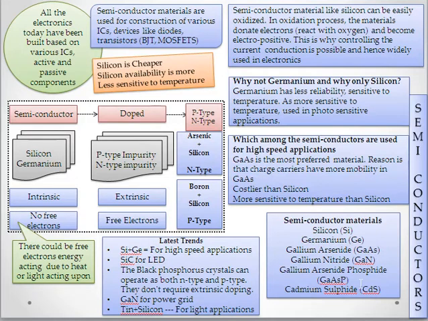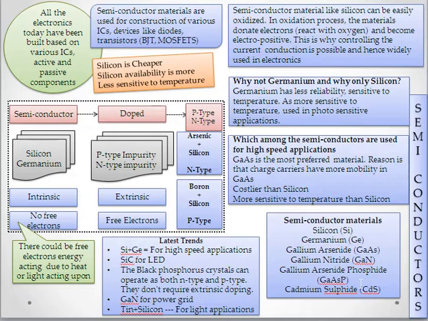Now we need to know why germanium is not used. The major thing with germanium is that it is highly sensitive to temperature, unlike silicon. So that is why it is less reliable. When you say highly sensitive to temperature, we know that it can be used in photosensitive applications. That means it can react quickly with heat, and then the properties can change. So if you find any photosensitive applications, you see germanium more.